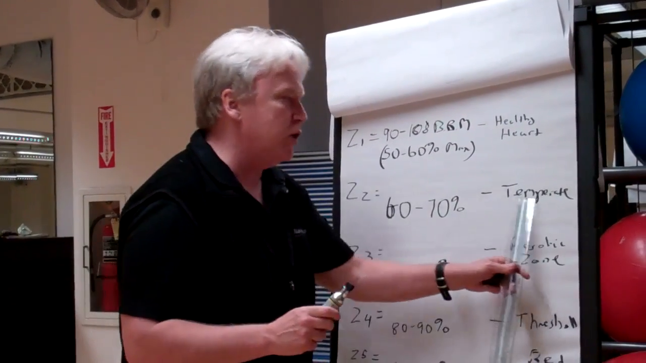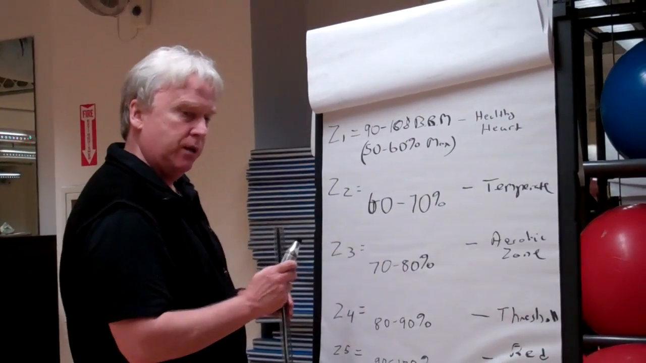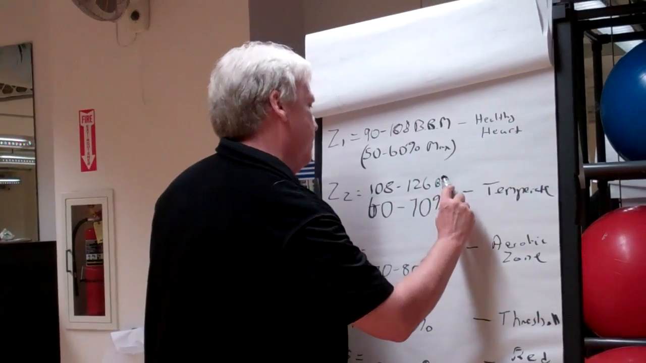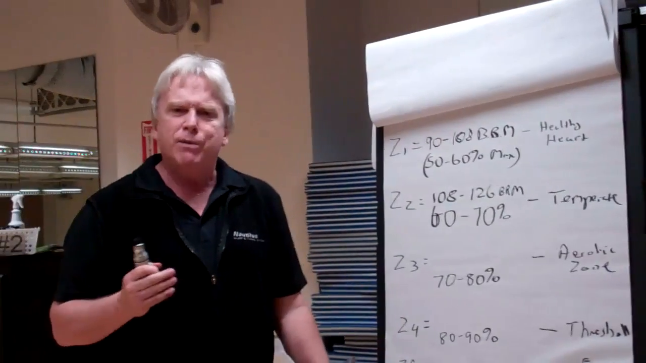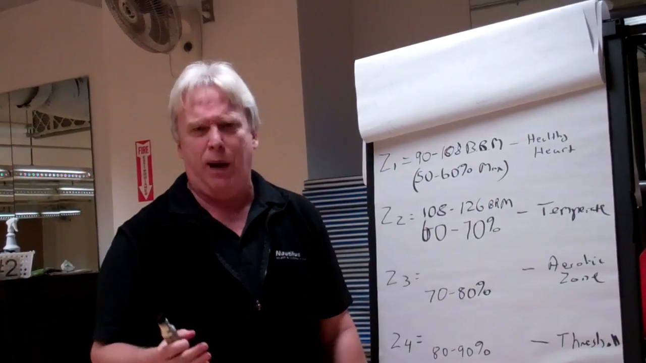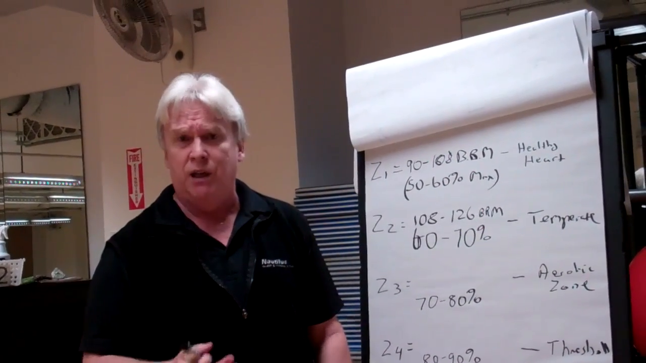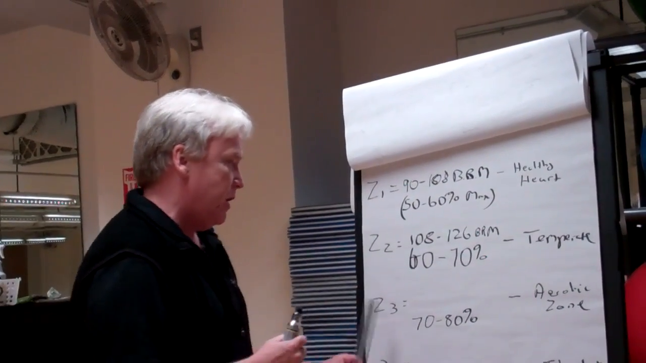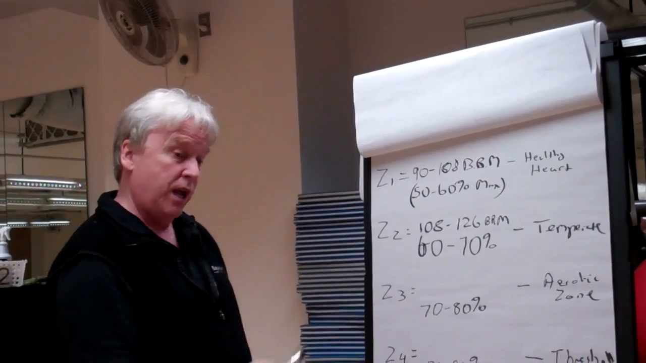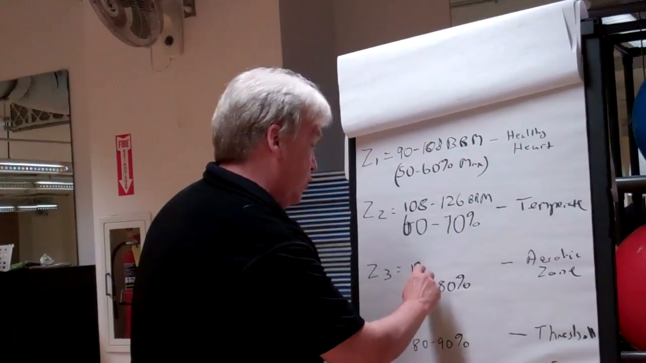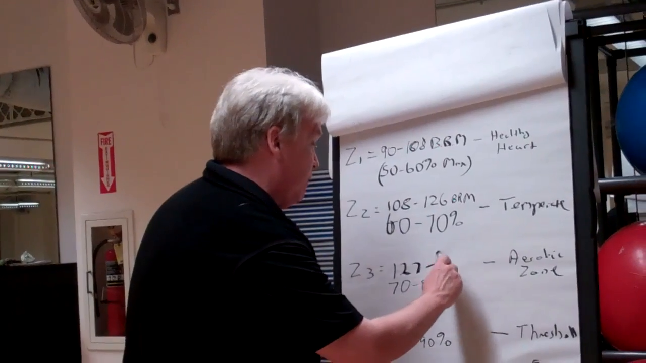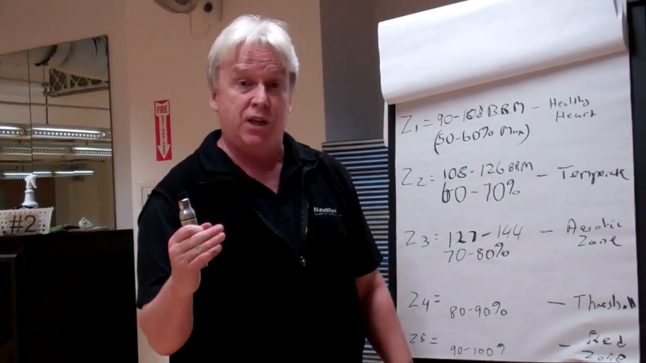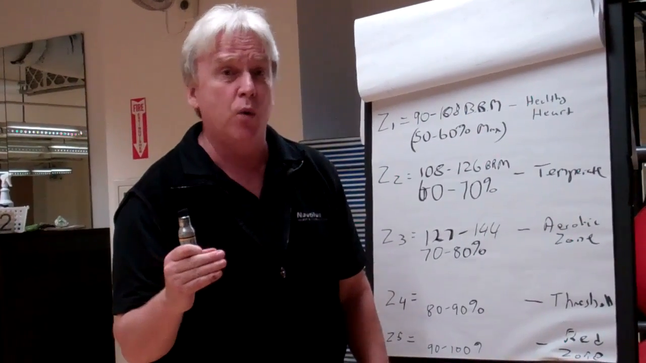Zone 2, known as your temperate zone, 60 to 70%, would be 108 to about 126 beats per minute. Now, I'm starting to feel the exercise, but it's still well within my capacity. I could probably do that for 1-2 hours. You would all be the same. That's exercising, but it's not that difficult. Now, zone 3, our training zone, as I mentioned, is 127 to 144. I'm starting to feel that. That's my aerobic zone.